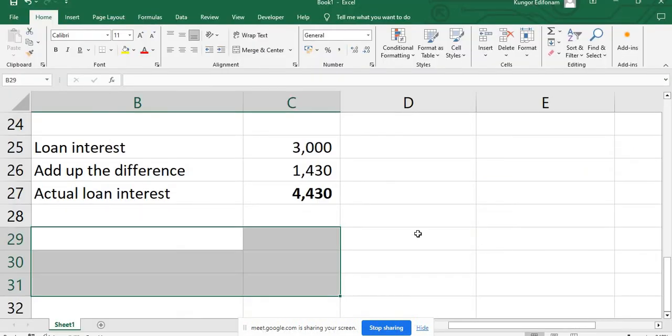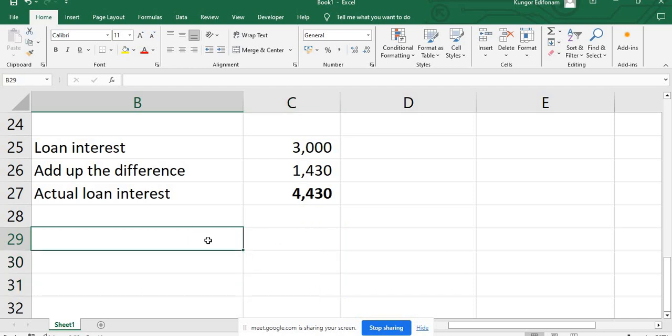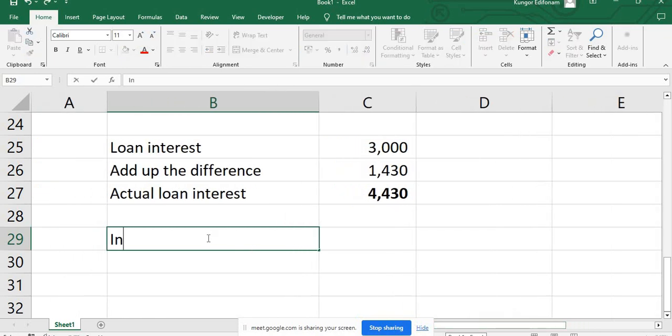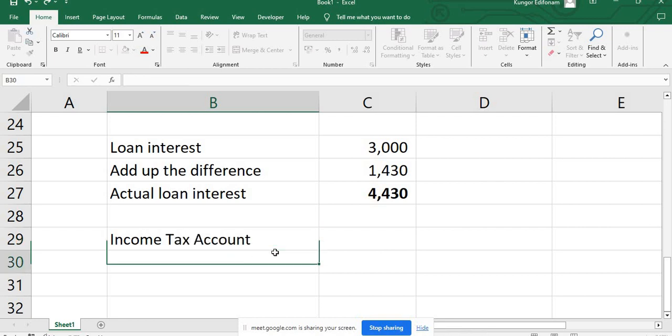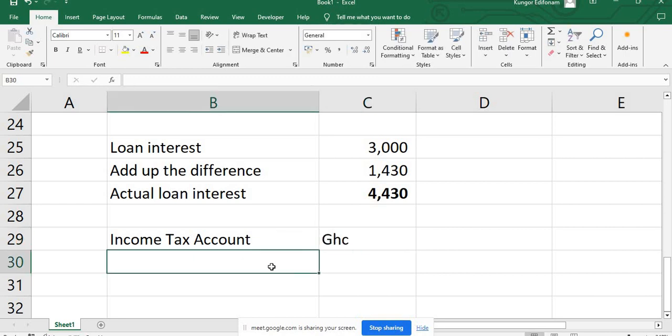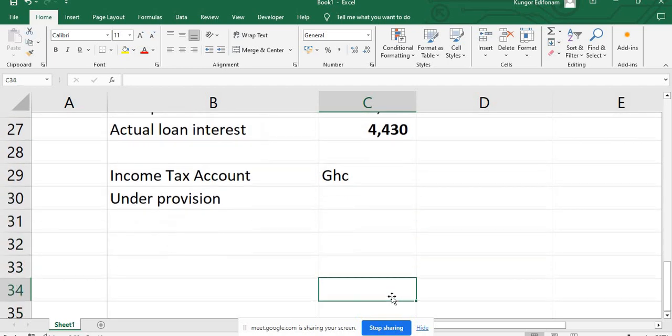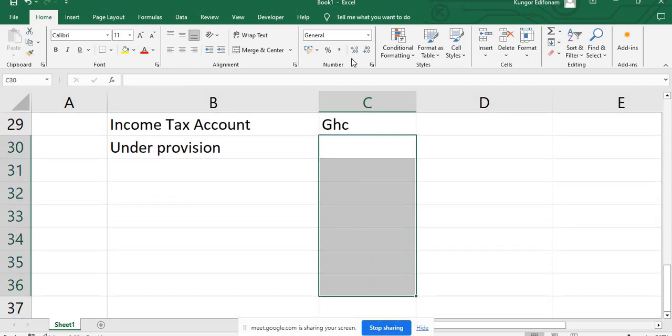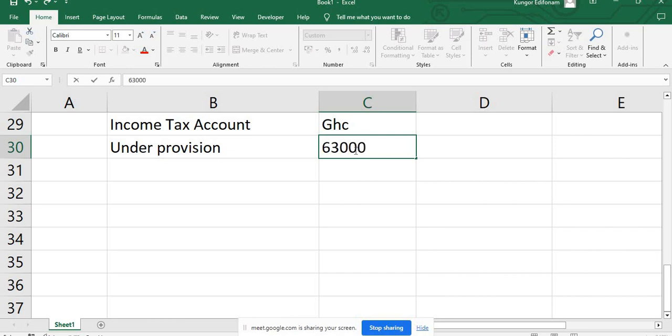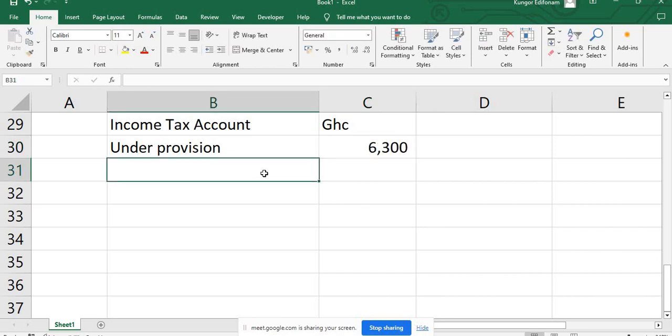Okay, so now let's do the workings quickly. Let's open an income tax account. So we have an income tax account, and we first hit it with our under provision of 6,300. Under provision of 6,300. Okay, so that is the under provision. Now let's move on.